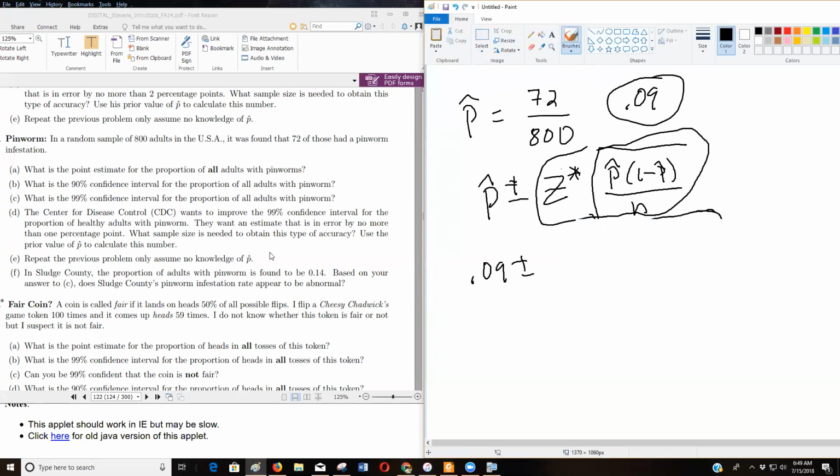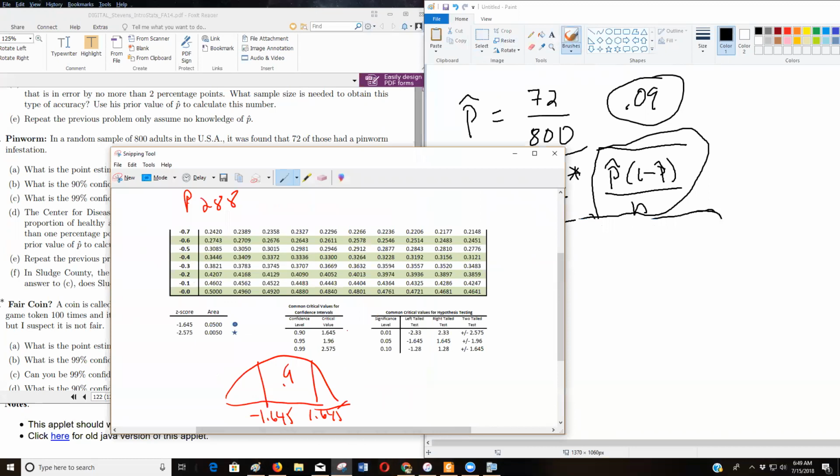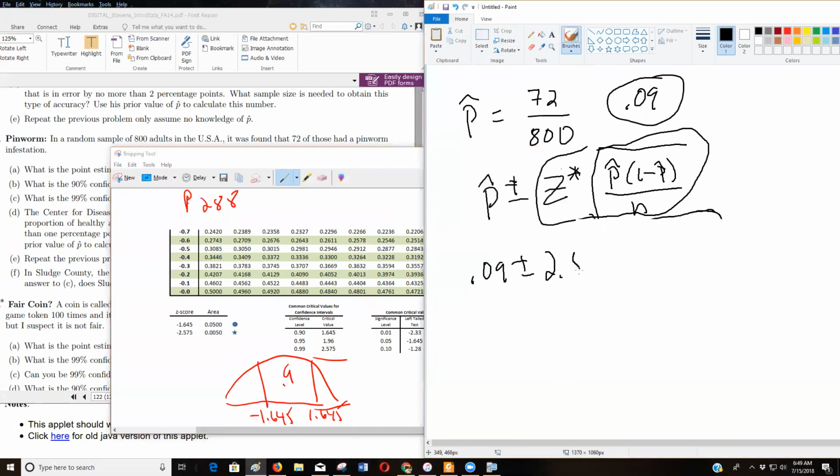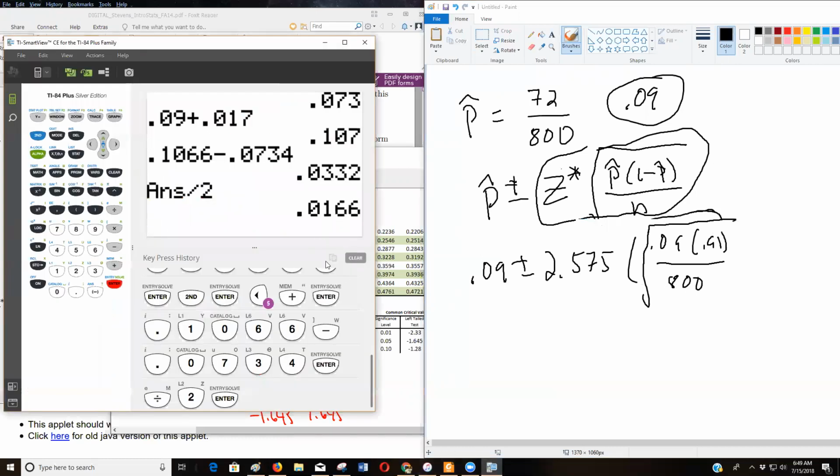Now we want to be 99% confident. So if I go to that little mini table that Dr. Stevens gave us, I see I need to use 2.575 standard deviations. So 2.575 times the square root of 0.09 times 0.91, over 800. Okay, so let's calculate this. I believe, let's see here. Well, I'll just do it. Let's do it this way.